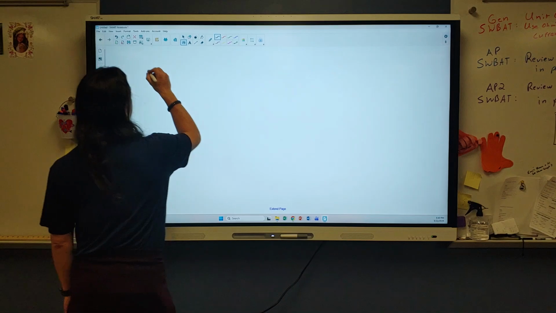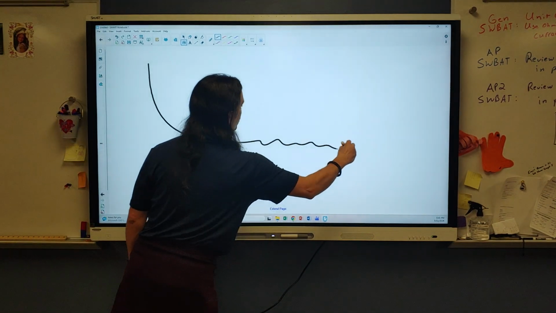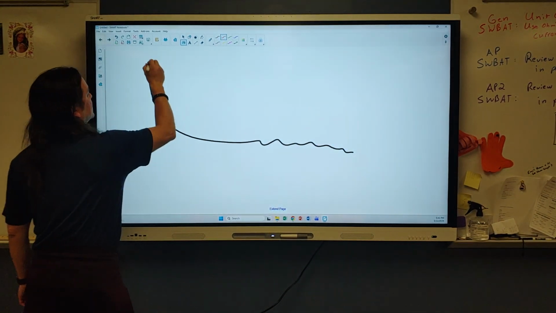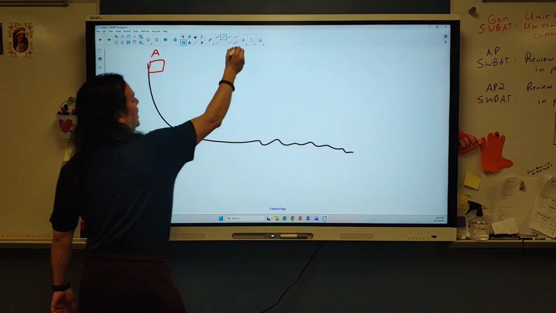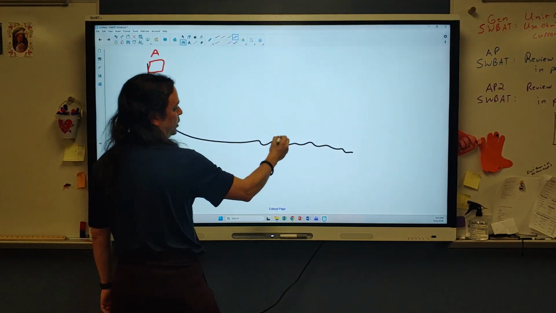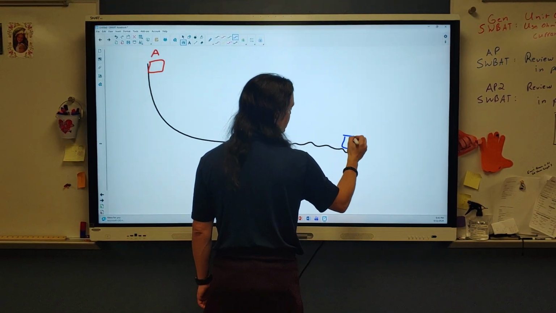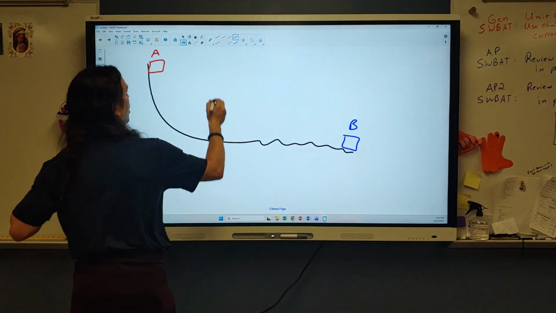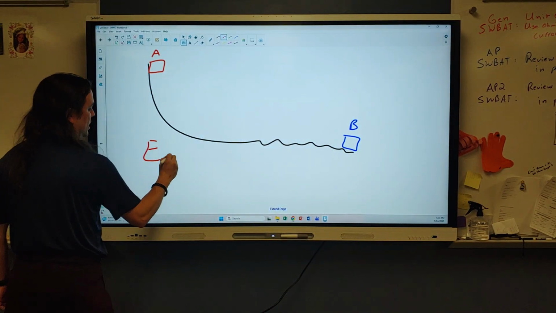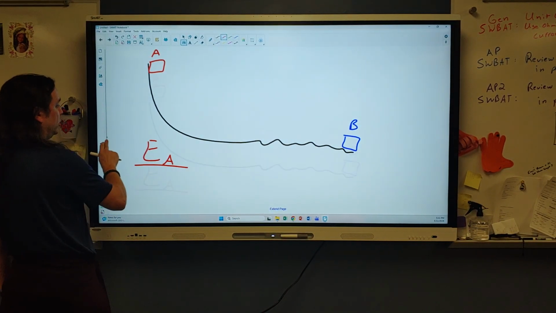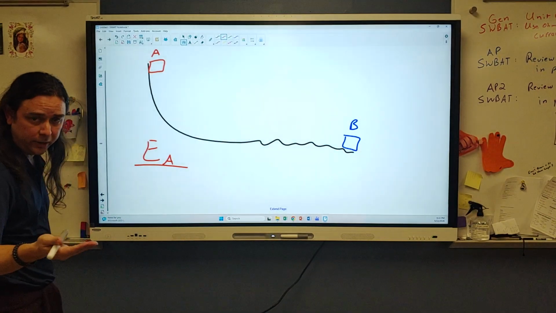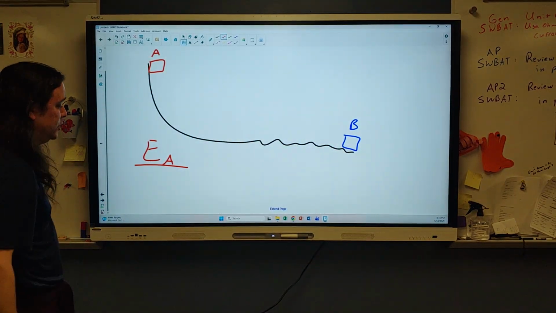Okay, so here's what I'm going to do. I've got my ramp here, and then I've got my squiggly ground here. I've got two spots. Here, I'm going to call this A, and then I let go of it, it speeds up, goes down here, and then eventually comes to a stop here at B. At point A, my energy at point A. Well, I'm holding it there at rest, presumably, which would be a good thing to do because I have no way to measure the speed.